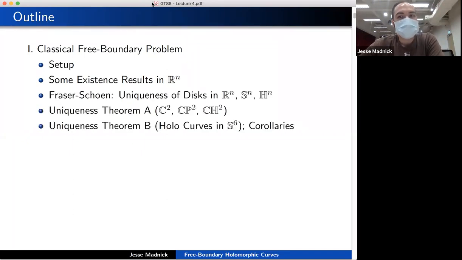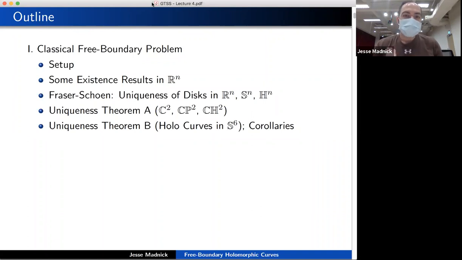Then I want to turn our attention to uniqueness. In certain settings, you'd like to be able to classify all of the free boundary minimal surfaces of a given type, maybe with a given topology or maybe of a certain geometric class. There's a very nice theorem of Fraser and Schoen in 2015, and they proved a very strong uniqueness theorem for free boundary minimal disks.